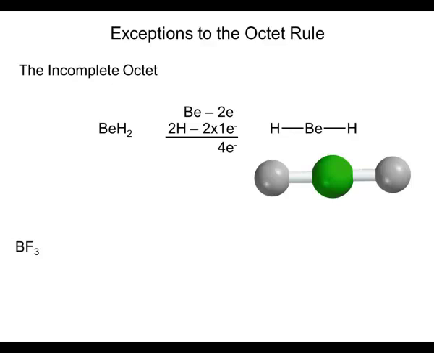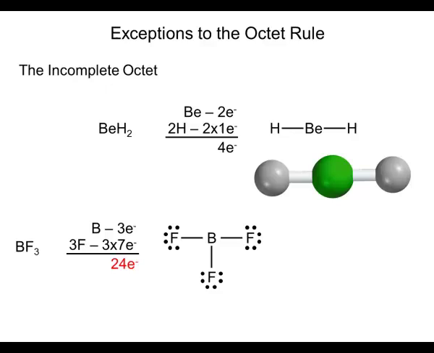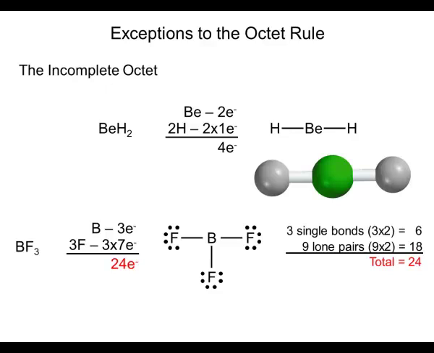Boron trifluoride is another example. Boron has 3 electrons. Each of the fluorines has 7 for a total of 21, plus the 3 is 24 electrons. This is the Lewis structure. The octet is fulfilled by each of the fluorines, but the boron is short a pair of electrons. 3 single bonds, 6 electrons, and 9 lone pairs, 18 electrons for a total of 24. We have this resulting planar molecule.